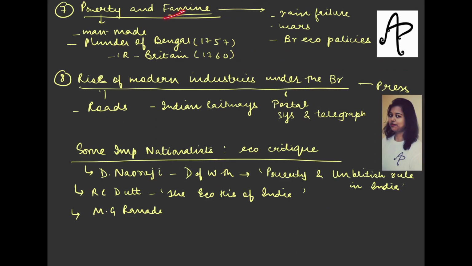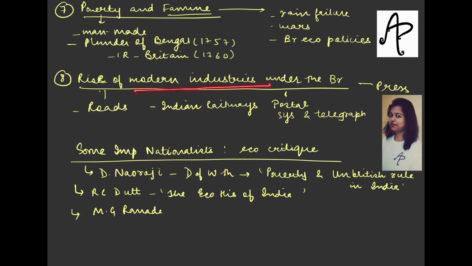Another impact was of course poverty and famine, that need not be said, that was the implication of all the other impacts basically. So poverty now had actually become a kind of man-made feature because it was the impact of the people's initiative that has resulted in this pathetic situation for the Indians. Then plunder of Bengal, industrial revolution in Britain, all of these became the factors. Famine happened from rain failure, wars also became reasons, British policies also became reasons, and then there was no initiative by the British government to manage it.